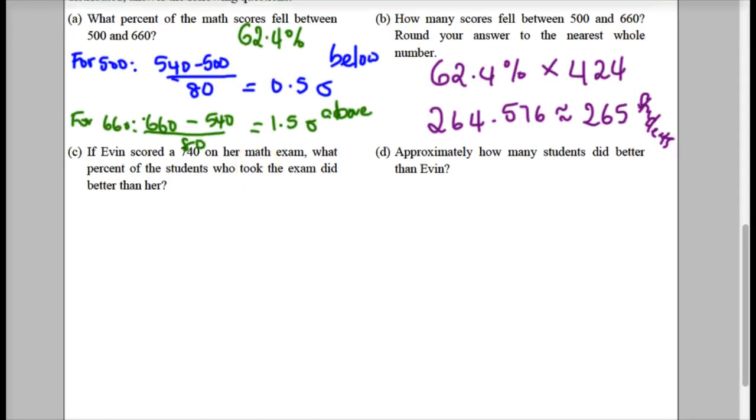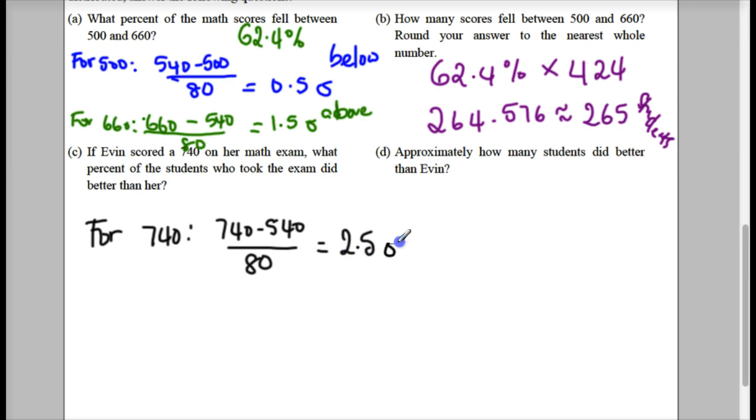C is a little bit more application. It says if Evan scored a 740 on her math exam, what percent of the students who took the exam did better than her? So first of all, what standard deviation is 740? We know this is going to be above. It's higher than the mean, which is 540, divided by 80. It works out to be 2.5 standard deviation above.